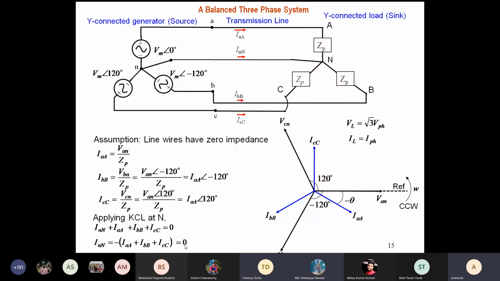Any doubt about this? This is just because ZP is same for all, and so it is balanced, and hence the neutral current is 0. And this is only there in your curriculum. But typically there will be unbalanced, and there may be some neutral current also, but those things we will not do in this course.